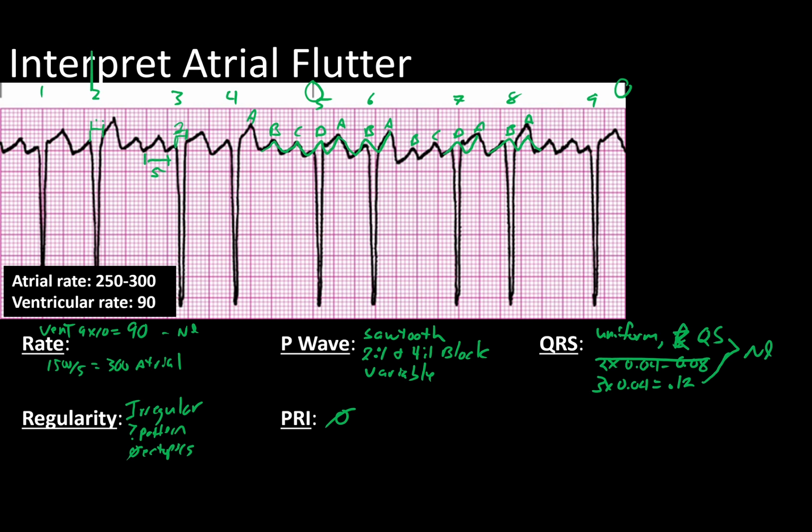And so what are we going to call this? We're going to call this atrial flutter with variable block. And in parentheses, if you want to be really fancy, you can say it's a 2-to-1, 4-to-1. And there you are.